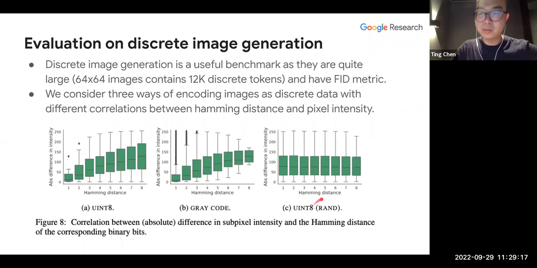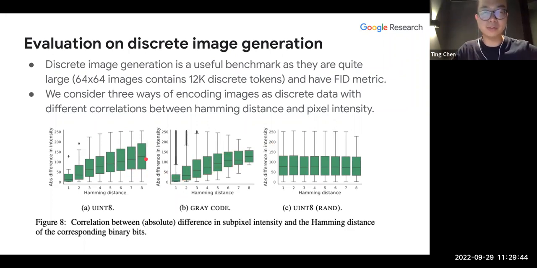So one way to look at these different encodings is to look at the Hamming distance between the discrete binary bits and the absolute difference in the pixel intensity. You can see with the uint8 representation and the Gray code representation, you have this correlation where if the Hamming distance is large, then the intensity difference is large.